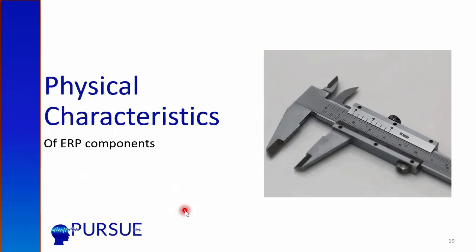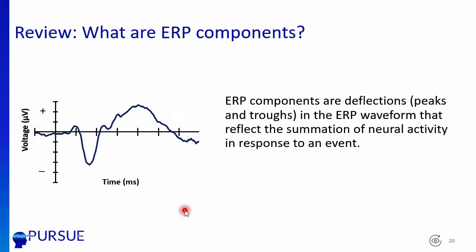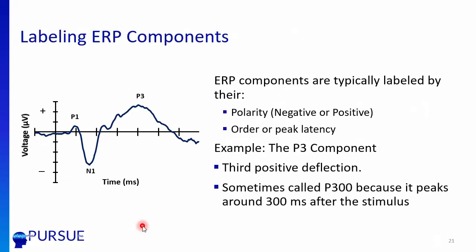So let's talk a little bit about the physical characteristics of the ERP components. ERP components are deflections, right? Peaks and valleys in the waveform that reflect, remember, the summation of neural activity in response to some event. So time zero is when the event actually happens. For example, we have an ERP here labeled the P3. They get their name from P or N, the polarity being positive or negative. The order matters too: P1 would be the first positive waveform, N1 the first negative waveform, and so on. You could have N2, N3, etc.